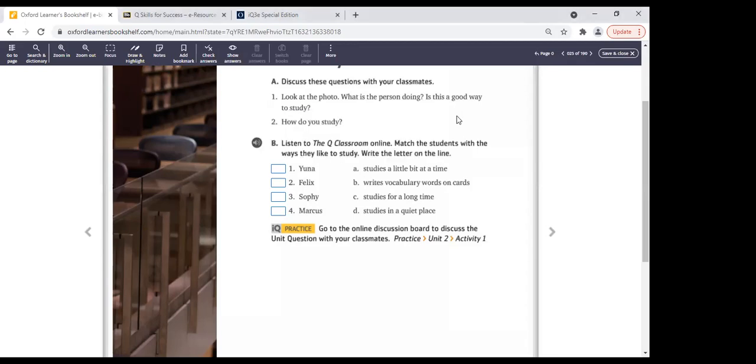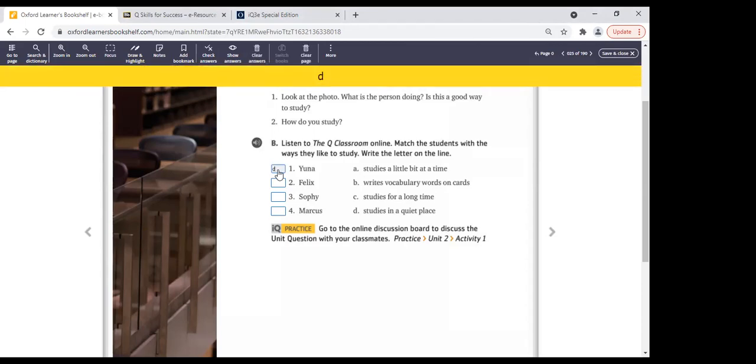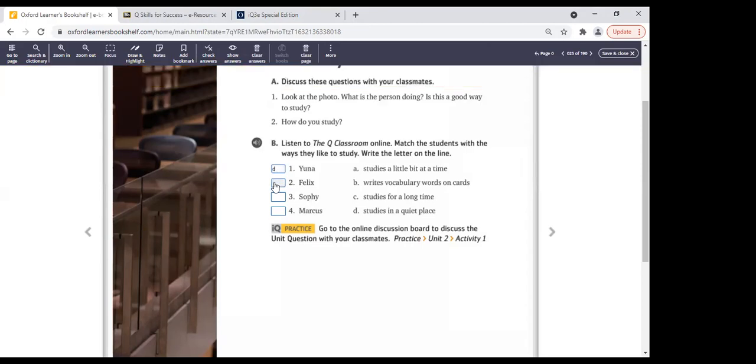Okay, let's take the answers. Answer. Rakan, go ahead. Yuna is studying in a quiet place. Places. Yeah, everyone agrees. Yuna studies in a quiet place. Yes. I agree with that. To focus on. Okay, so that she can focus. Good.